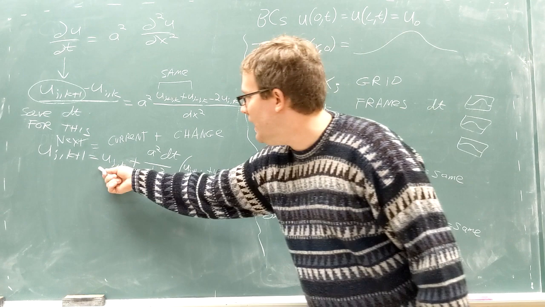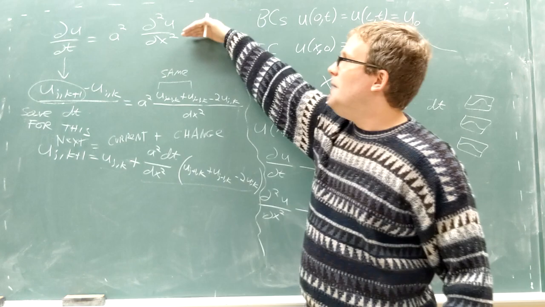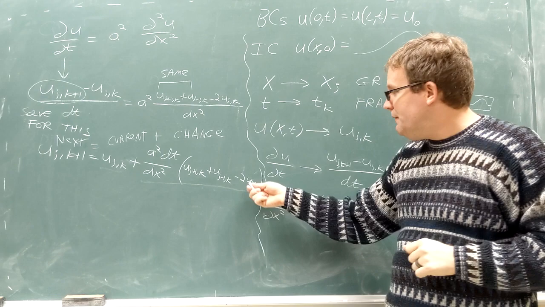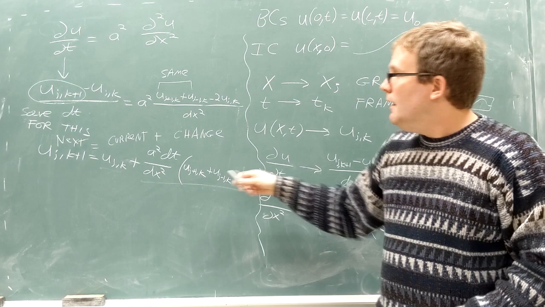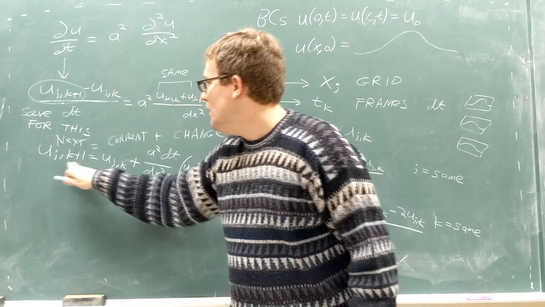And again, it has all the same information as up here. Because if I have a point that is a maximum, if I've got a temperature value that is higher than its neighbors, if this u is bigger than this uj plus 1 and uj minus 1, then this whole thing will be negative, because this negative term is going to win out. That means that this thing is going to have this value subtracted from, so this k plus 1 value is going to be smaller than the k value.